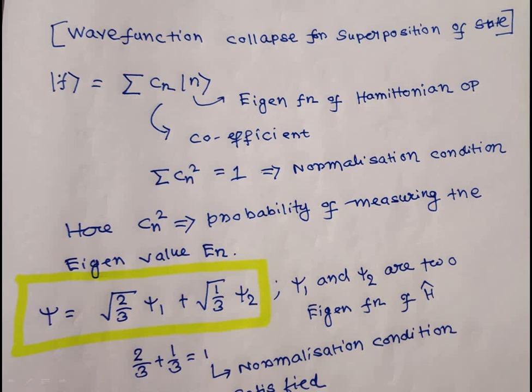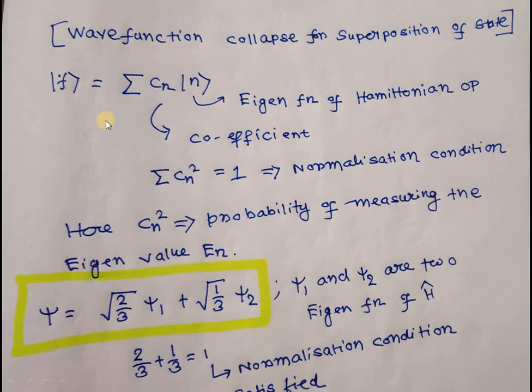Now there is a normalization condition that has to be maintained to make this wave function a normalized wave function. The normalization condition is that the summation of the square of all coefficients has to be equal to 1. So this is the normalization condition for the wave function to be normalized. Here Cn square is basically the probability of measuring the eigenvalue En.